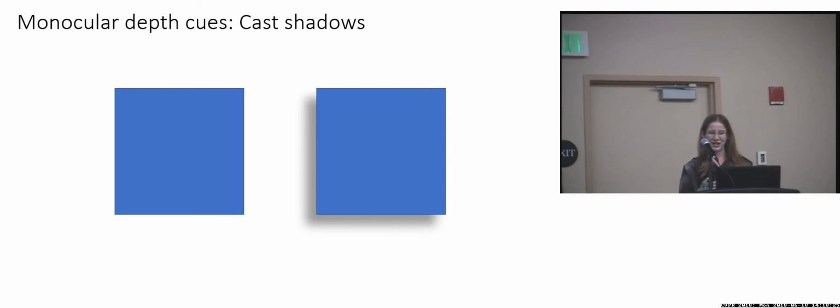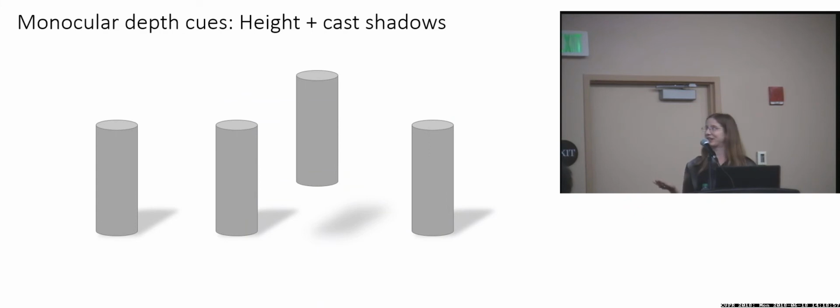And speaking of cast shadows, they themselves are actually a pretty good cue to depth as well. So here I can make the right-hand square seem to pop out from the screen by adding a drop shadow. The more separated the shadow is from the object, the farther it appears to be off of its supporting surface. And since most objects are supported by a surface, cast shadows can be a pretty good cue to depth. They're not fully reliable because obviously in every setting you don't necessarily have any cast shadows. You can also have ambiguous lighting conditions.